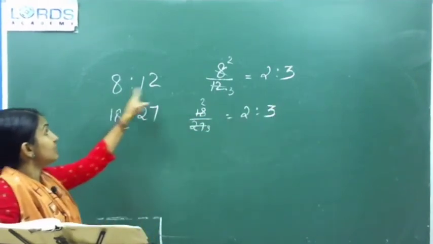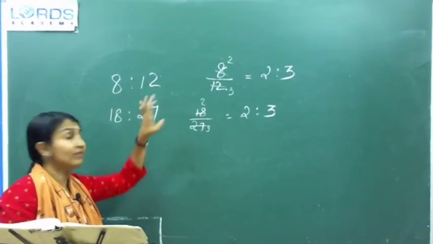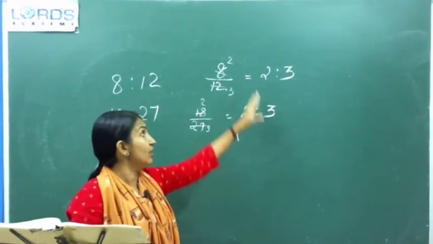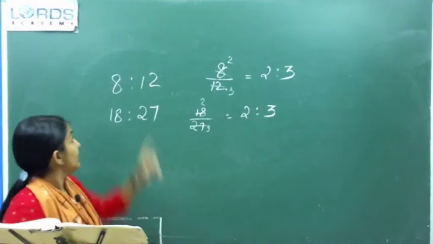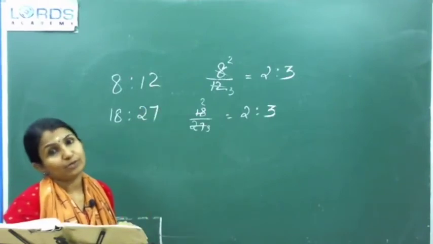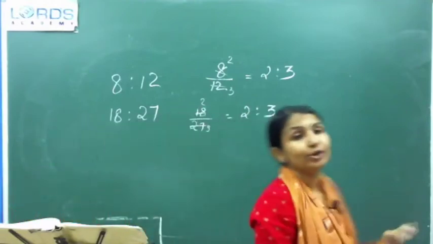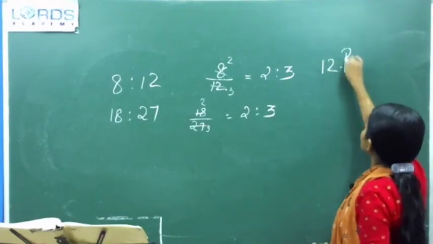So 8 is to 12 and 18 is to 27 are the two ratios. When we made these two ratios into the simplest form, we got 2 is to 3. In this case, we can say that these two ratios are in proportion, or they form a proportion. That is our new topic, chapter 12, proportion.